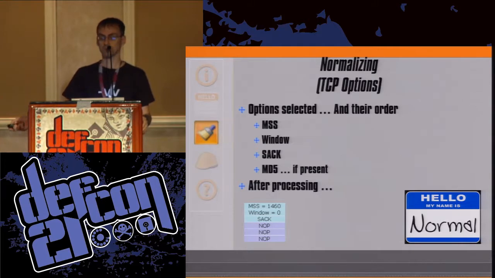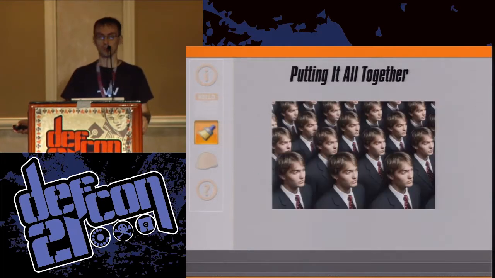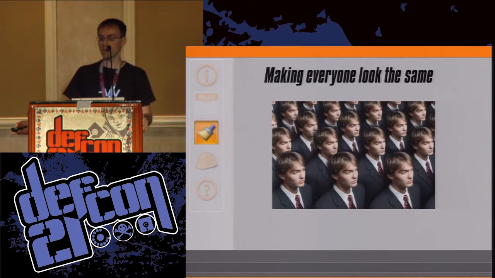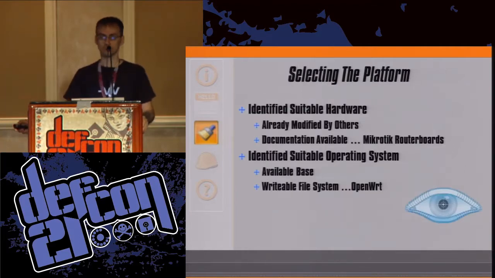Okay, pretty simple. It's really nice on paper, but even better when you actually put it into action. So, putting it all together, making all the packets look the same with the proof of concept ID guard. Now, to put this on a piece of hardware, I wanted to make sure I selected a suitable platform. The first thing I wanted to make sure of was that it was already modified by others. I didn't want to reinvent the wheel. I didn't want to break new ground in the area. I wanted to spend the time with the normalization.